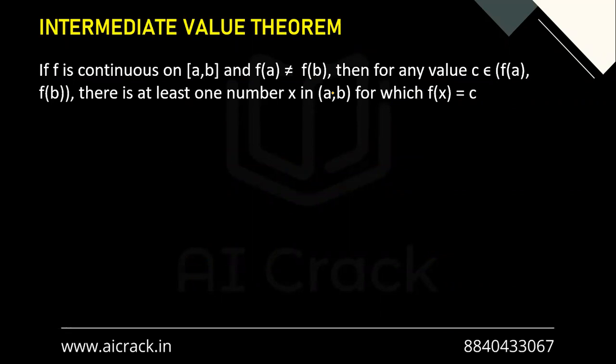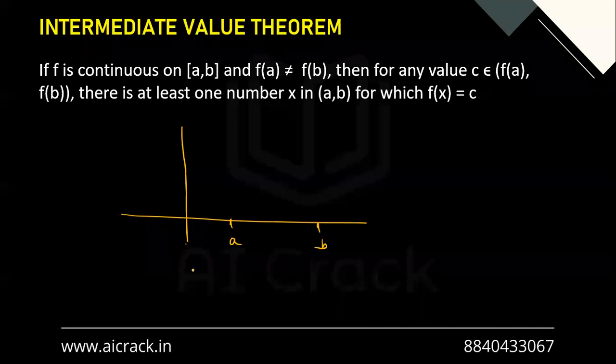Now let's look at a more practical theorem, that is the intermediate value theorem. Let me draw one diagram first. Let's say this is our point A, this is point B, and let's say these are 2 points. This is f(a) and this is f(b). Now we have got 1 point over here, and 1 point over here.